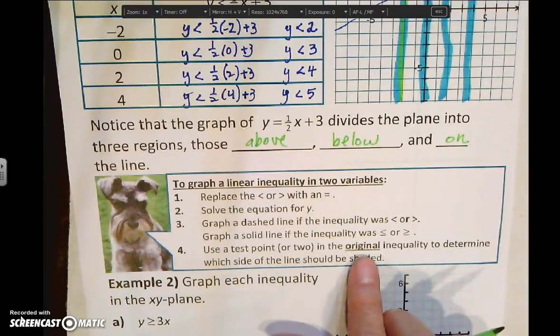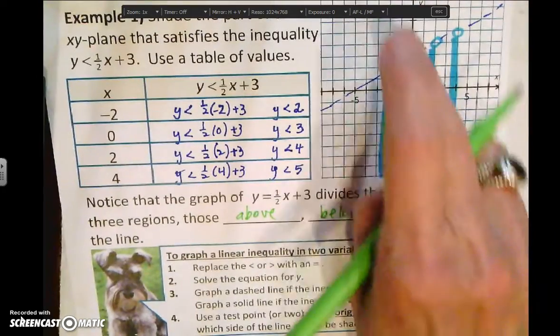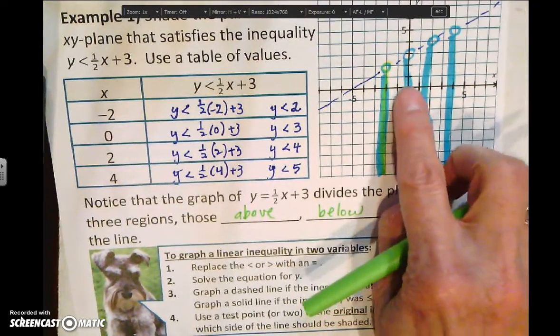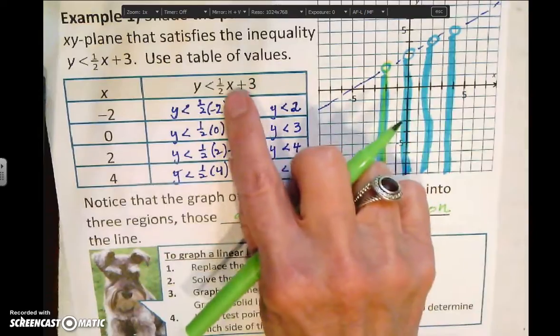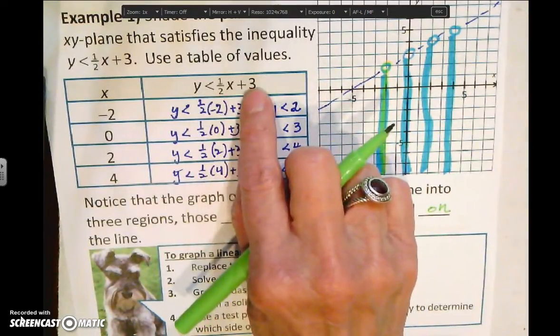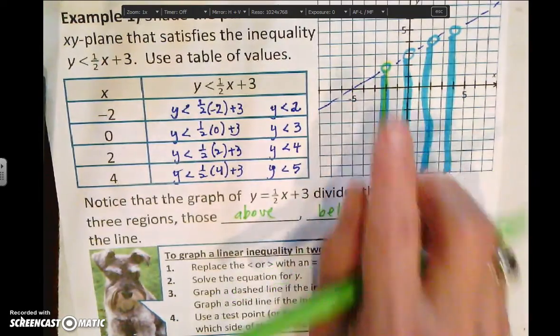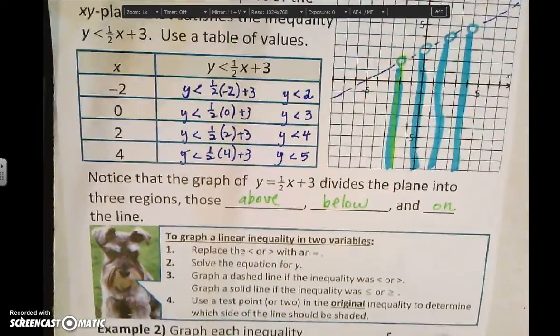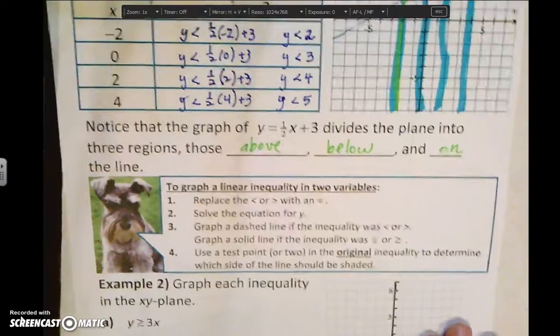Another thing you can do is test a point in one of the regions, below or above. Just take a point, like the point 0, 0, and put a 0 in for the x and a 0 in for the y, and see if it's true or not. It would be true for this one. If it's not true, then the answer's on the other side.